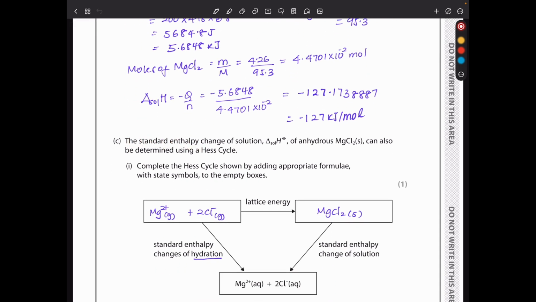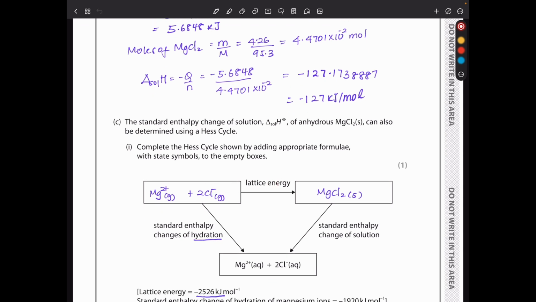Then part C, the standard enthalpy change of solution of anhydrous magnesium chloride, which is a solid, can also be determined using a Hess cycle. Complete the Hess cycle shown by adding appropriate formulae with state symbols to the empty boxes. Now, if it's lattice energy, meaning we are forming a solid from gaseous ions, this should be Mg2+ plus 2Cl- to give us the solid.